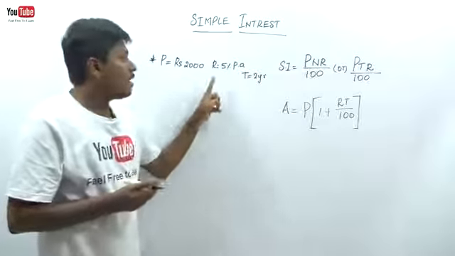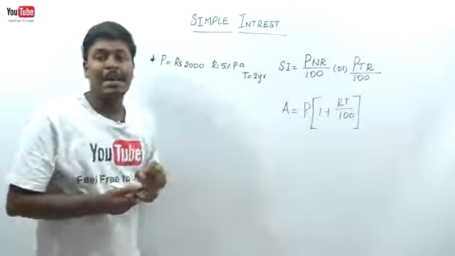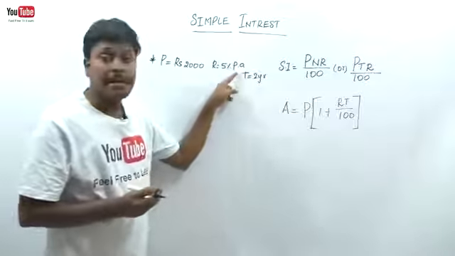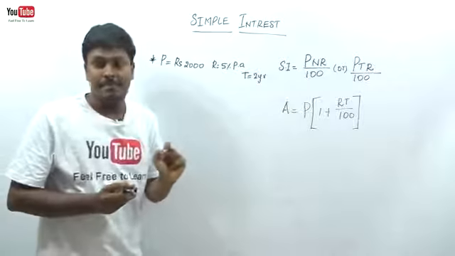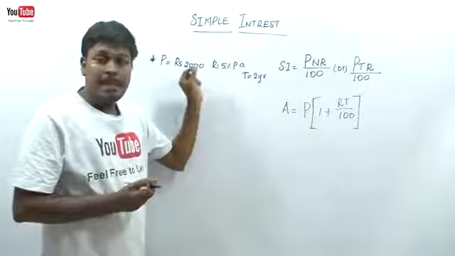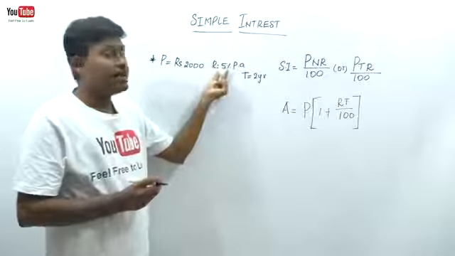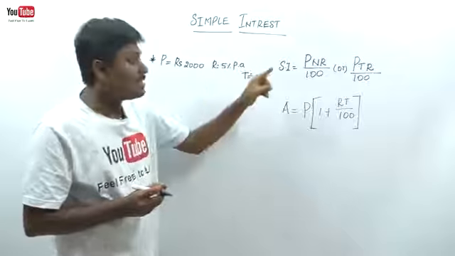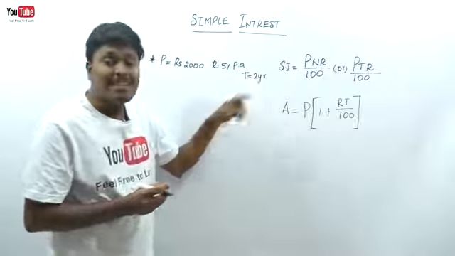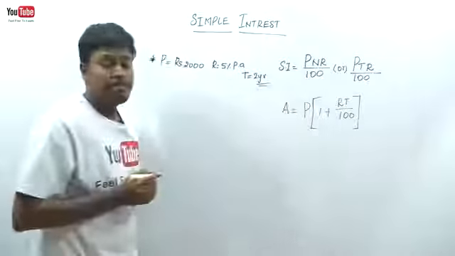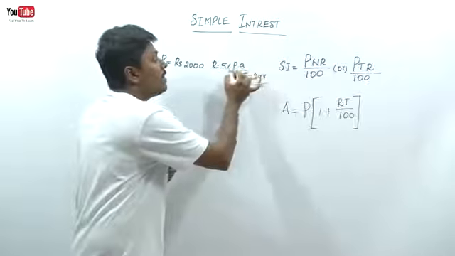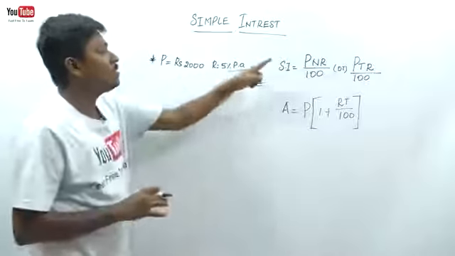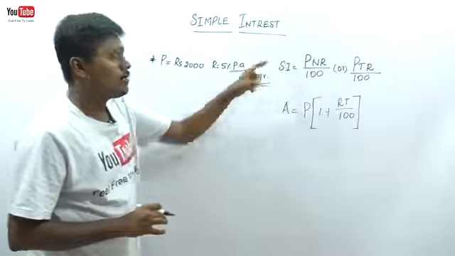Second, go for R. R determines the rate of interest. Friends, the rate of interest should always be in per annum. What is the meaning of per annum? For a year. Every rate of interest should be in per annum. If it is in per annum, directly substitute R equal to 5%. Now, third, that is T. T should always be in years. Don't forget, T should always be in years and R should always be in per annum. So I can directly substitute all the values: P equal to 2000, R equal to 5 and T equal to 2.